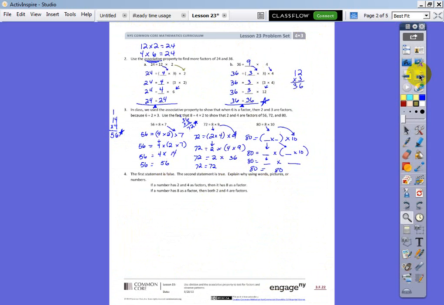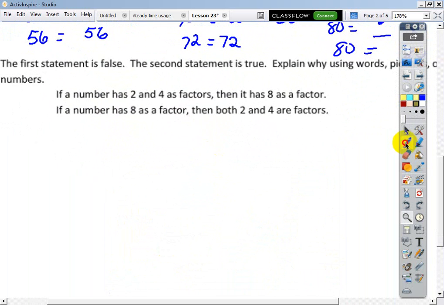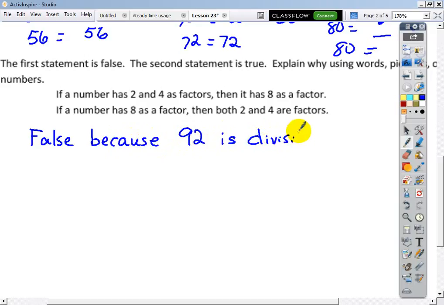I'm going to say, for example, I'm just going to say on this side, 92, right? If 2 and 4 is a factor, then 8 is a factor. That is false, right? False. Because 92 is divisible by 2 and 4, but not 8. We just saw that happen on the first page of our work. Now wait a minute. The next one says if a number has 8 as a factor, then both 2 and 4 are factors. Oh.